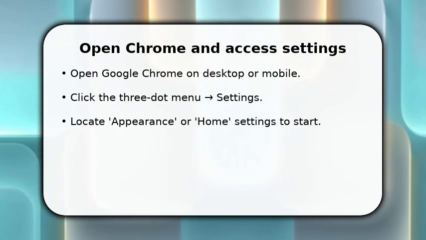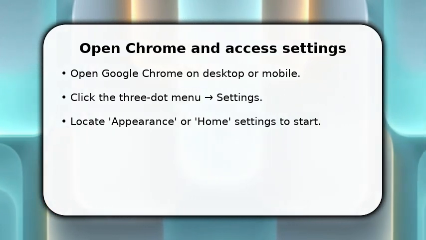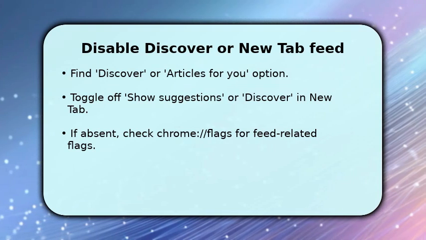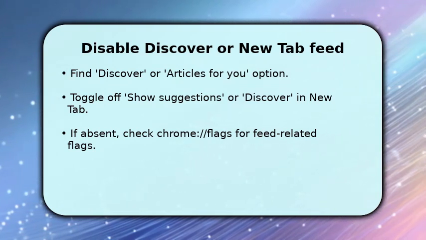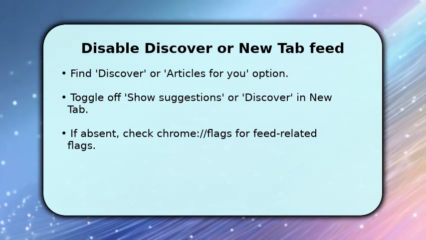Next, locate the Discover or Articles for You option under New Tab or Content Settings. This controls the news feed. Toggle it off to stop suggestions appearing on the New Tab page.